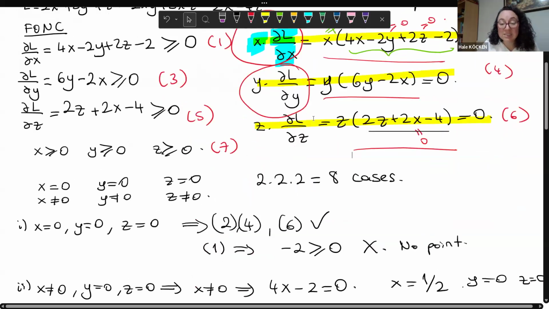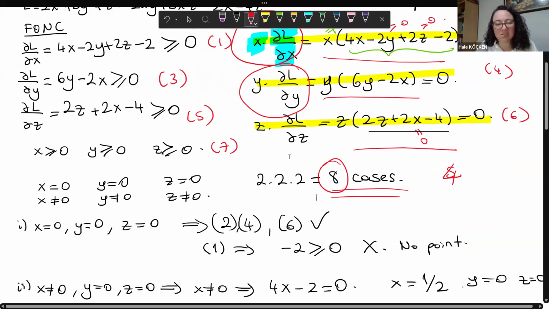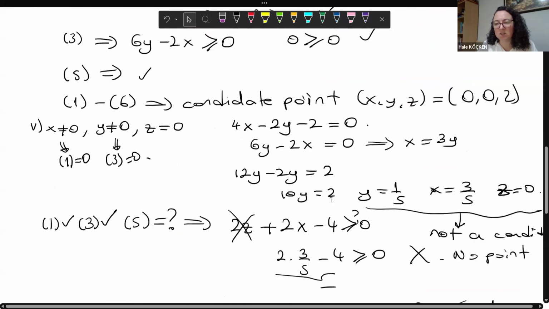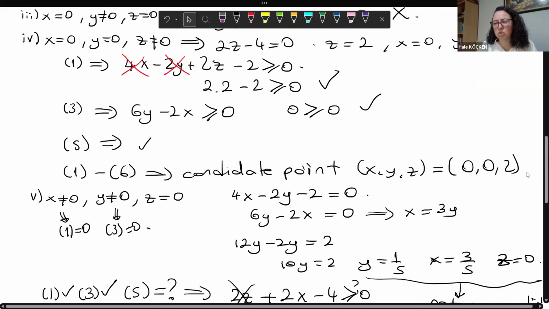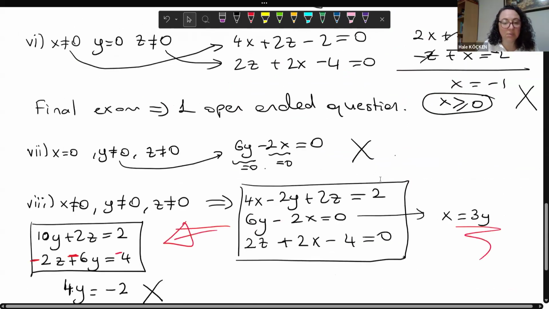Of course, since I write 8 cases, if you analyze just 5 cases or less, or some other than 8, then you didn't analyze all the cases, so you will be wrong. There will be missing points in the exam, okay? So you have to analyze all the cases that we discuss here. Anyway, we found one candidate point. There is no other. It was 0, 0, 2. Remember that your candidate point 0, 0, 2 satisfies all these 7 equality and inequality conditions.